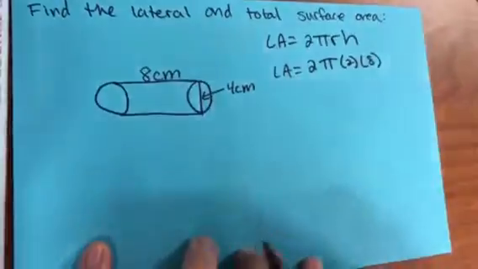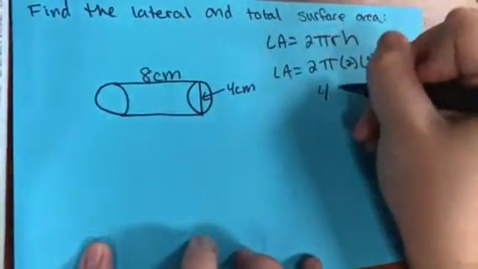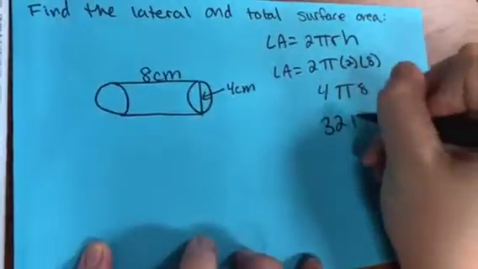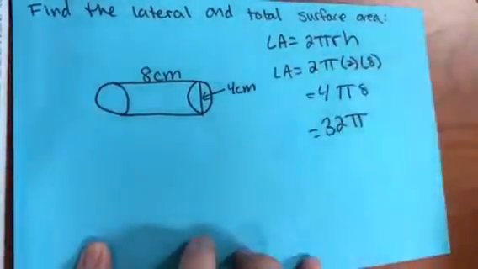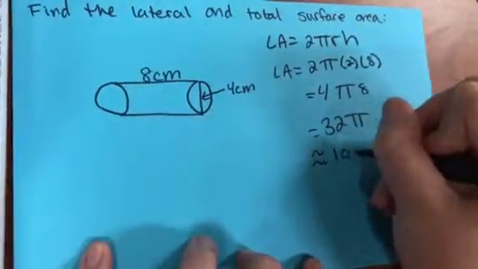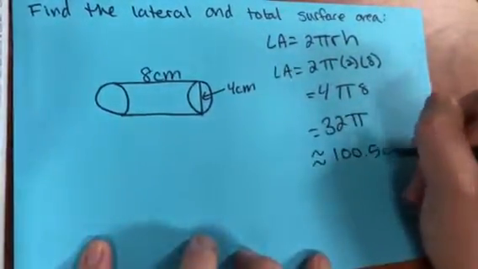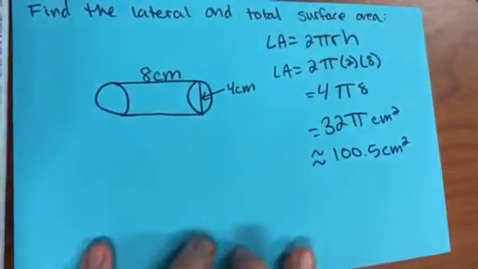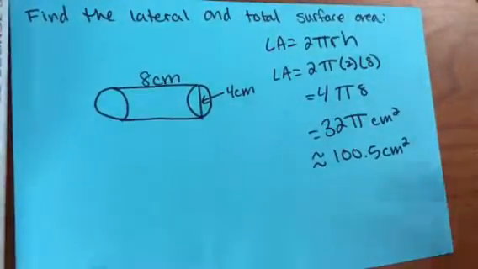We've got 2 times 2 is 4. So 4 pi times 8. 4 times 8 is 32. So 32 pi. That's exact. And our approximation is going to be 100.5 centimeters squared. Awesome. That's my lateral area. Now the total surface area. It's right here.